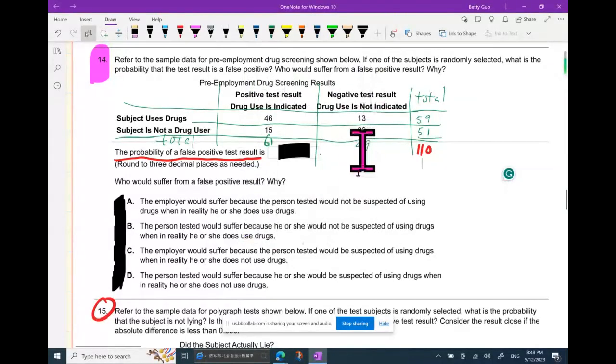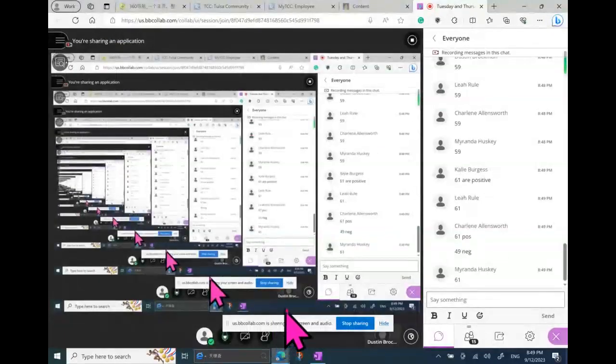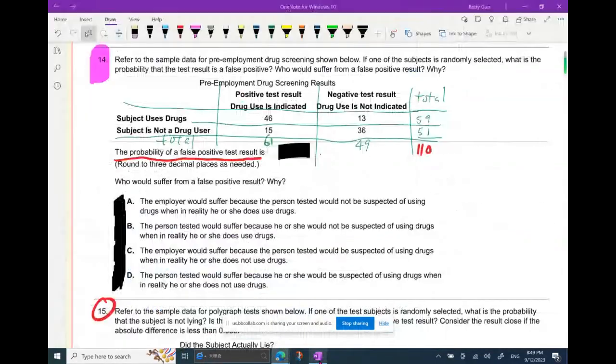Now let's look at the column. Among the 110 people, how many of them are tested positive? And how many of them are tested negative? Let me just ask one. How many of them are tested positive? Among the 110 people, how many of them are tested as a positive? Exactly, thank you. That means you understand the table.